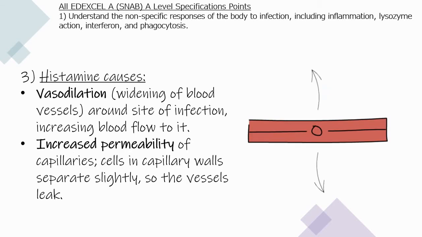So histamine causes two things. One is vasodilation, so this is the widening of blood vessels around the site of infection. So this therefore increases the blood flow to the site. It also increases the permeability of capillaries, so the cells in capillary walls separate and the vessels leak.